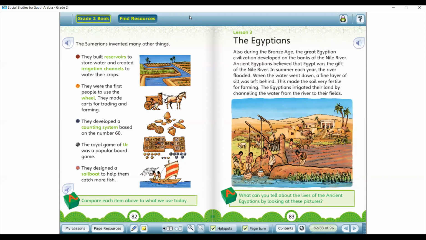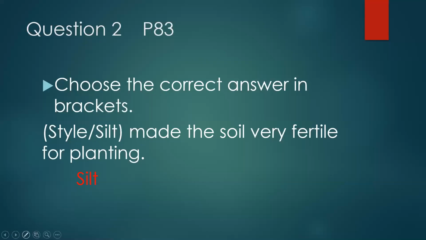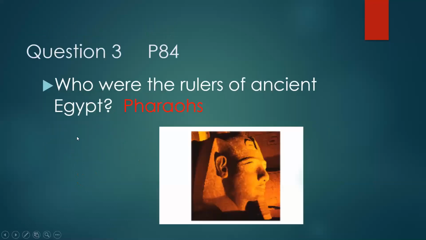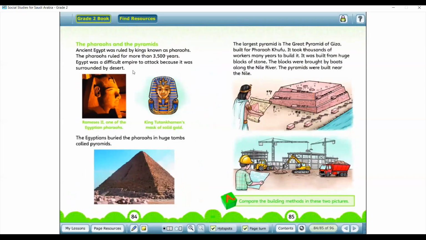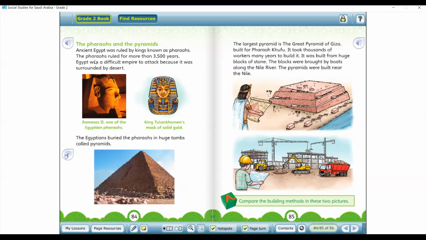Going on to question number 3 in the answer key. Question number 3 we'll find on page 84. Who were the rulers of ancient Egypt? Pharaohs were the rulers. That question's answer we will find on page 84 as we go to the next page. And here we go, the pharaohs and the pyramids. Ancient Egypt was ruled by kings known as pharaohs. That's the answer we were looking for.